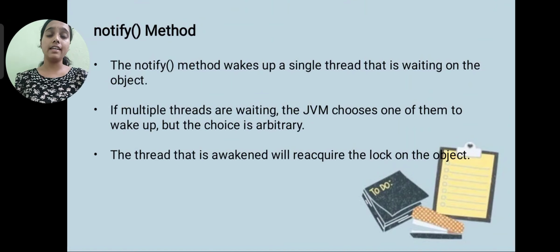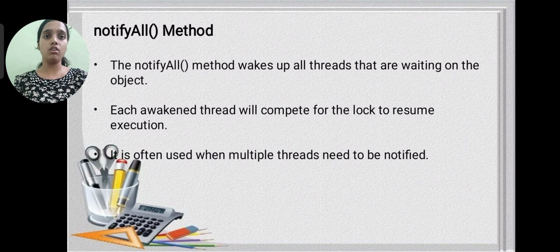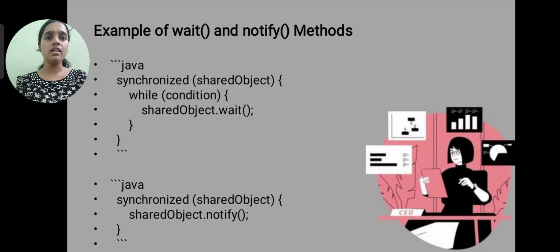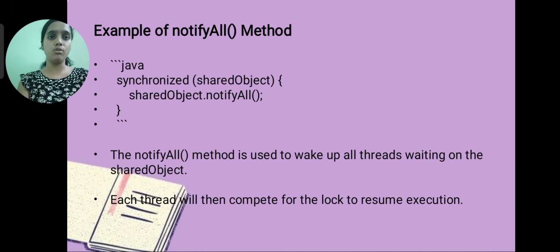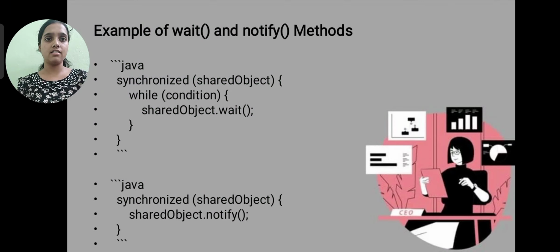Now what if you want to wake up multiple threads rather than a single thread? In that case we will use the notify all method. The notify all method wakes up all threads that are in the waiting state on the object. Each awakened thread will compete for its lock to resume the action, and this is used often when multiple threads need to be notified. Here are a few syntaxes for the wait, notify and notify all methods. You can go through the syntaxes.